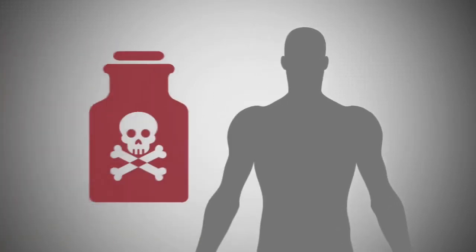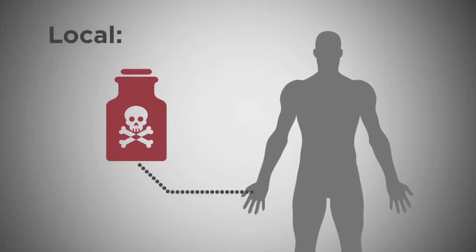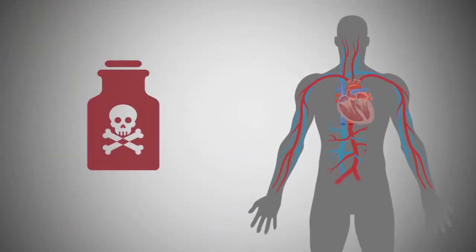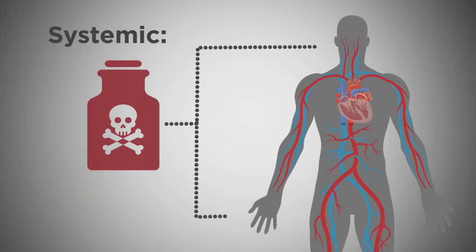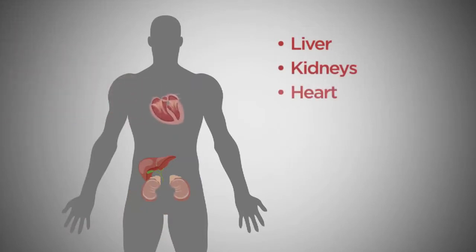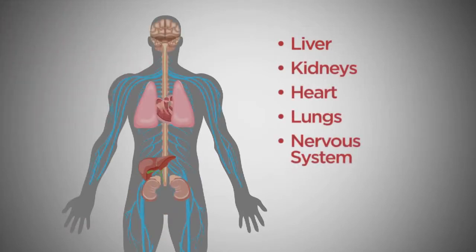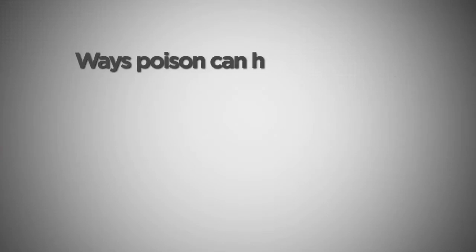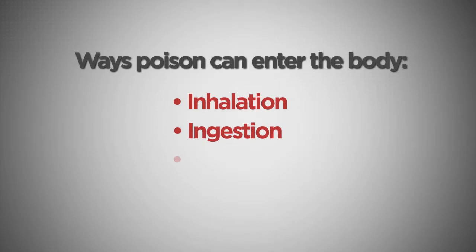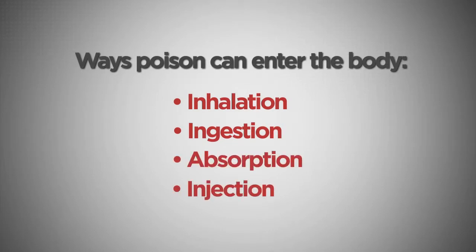Still considering exposure, another way to classify health hazards is how a chemical attacks the body. A local effect is when tissue damage is confined to point of contact. If the chemical enters the bloodstream and attacks organs and internal areas of the body, then it is a systemic effect. Organs that may be affected by systemic exposure include the liver, kidneys, heart, lungs, and central nervous system. Poisons can enter the body in one of 4 ways: inhalation, ingestion, absorption, or injection.